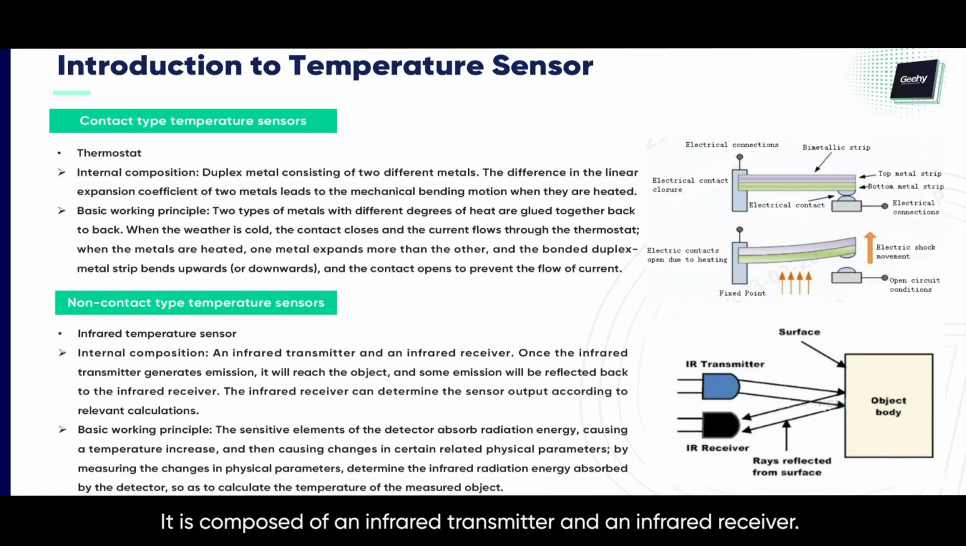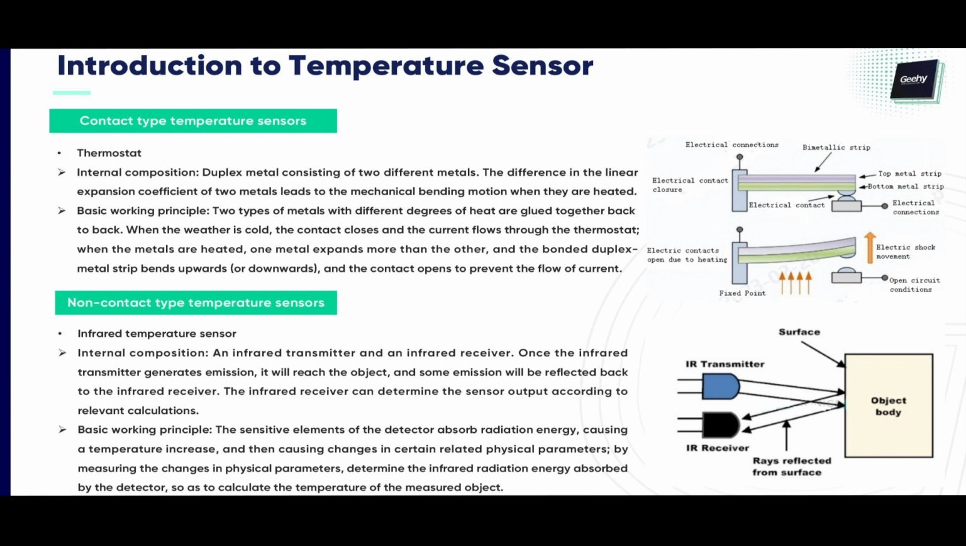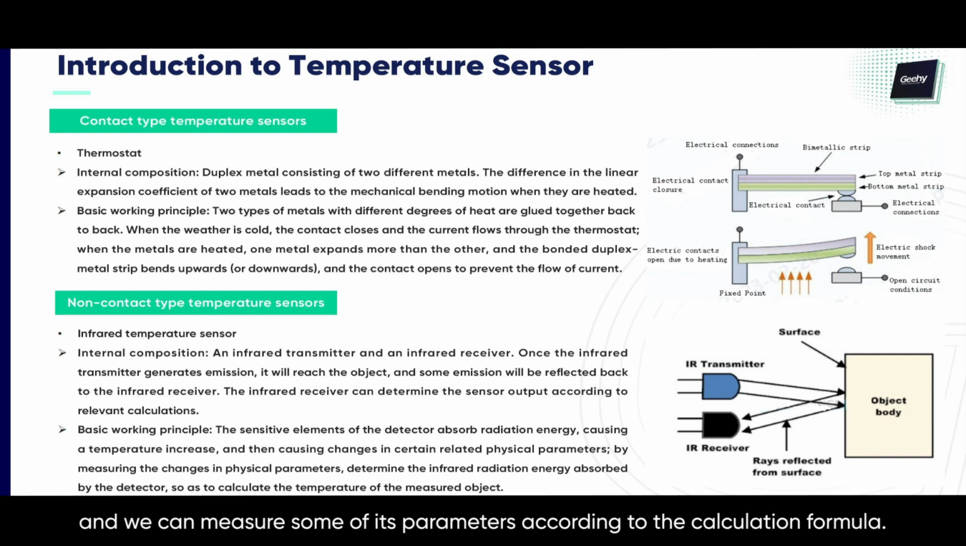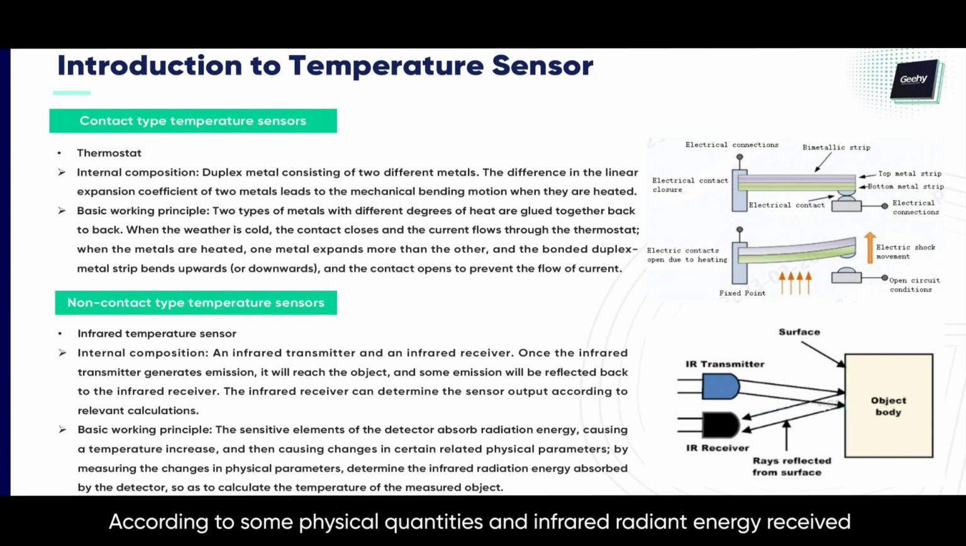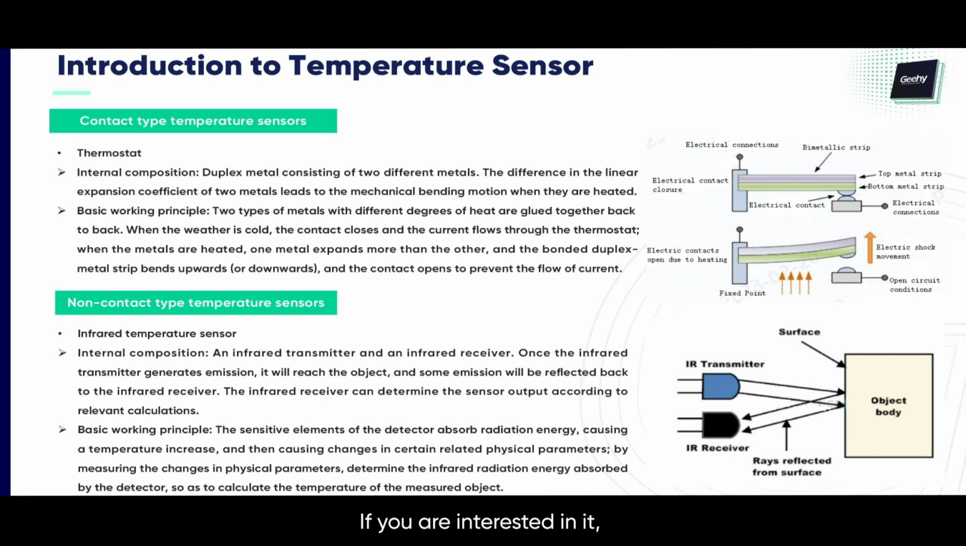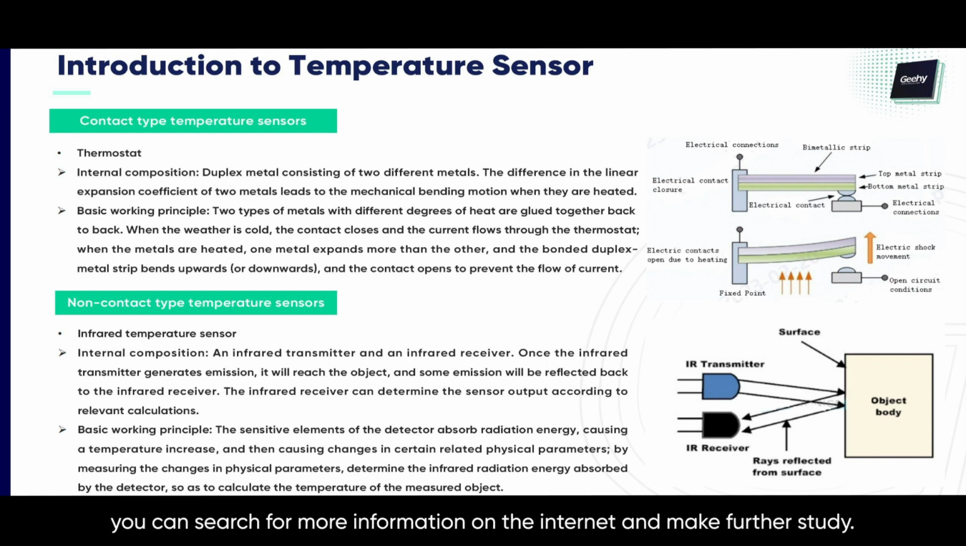It is composed of an infrared transmitter and an infrared receiver. Once the infrared emitter generates emission, it will reach the surface of the object and then rebound. It will reflect back some infrared parameters, and we can measure some of its parameters according to the calculation formula. According to some physical quantities and infrared radiant energy received by the infrared receiver, we can calculate the temperature of the object. If you are interested in it, you can search for more information on the internet and study further. We only introduce some applications of the temperature sensor.